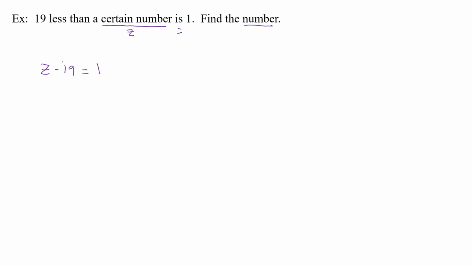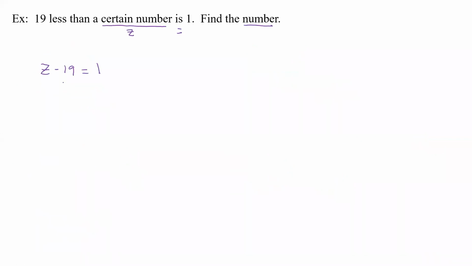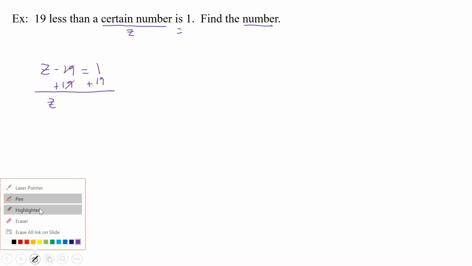Okay. So now we have a problem like we just solved right before here. We had some number minus another number equals another number, and we had to add to both sides. So that's what we're going to do here too. We're going to add 19 to both sides. So those cancel. We get z equals, I'm writing equals in the middle here.